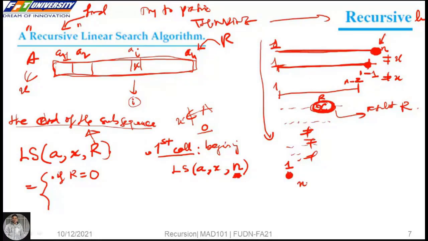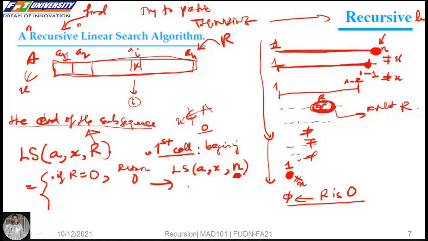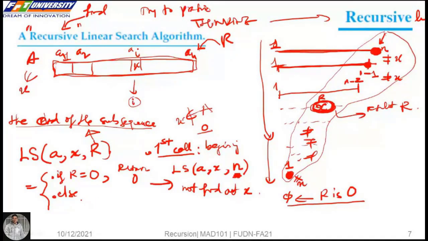But if not, and we have just one element here, and it is not the unique element, the search goes to the empty sequence. Here R is 0. This is the base case of the recursion. So if R is 0, we return 0. Otherwise, we do a comparison: h with the element at index R. If equal, we return the index R.